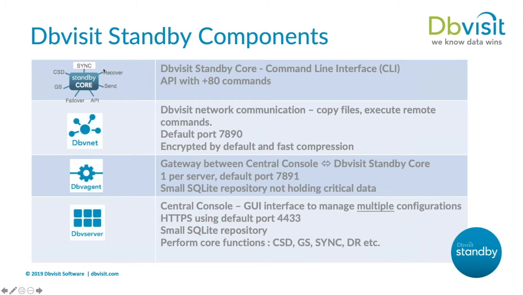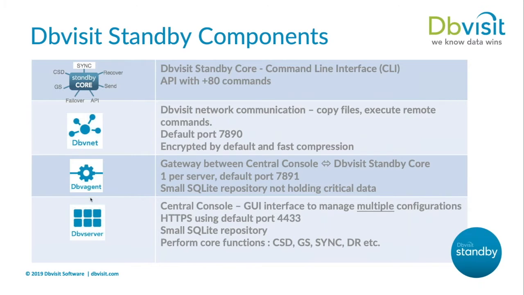Your core is your command line interface, and this contains all the major operations and tasks that the product is capable of. This is where the magic happens under the hood, okay? Then we've got DBVNet, which is the network communication component, and it is responsible for copying files and executing remote commands. It runs on default port 7890, and everything that gets copied or executed is encrypted by default.